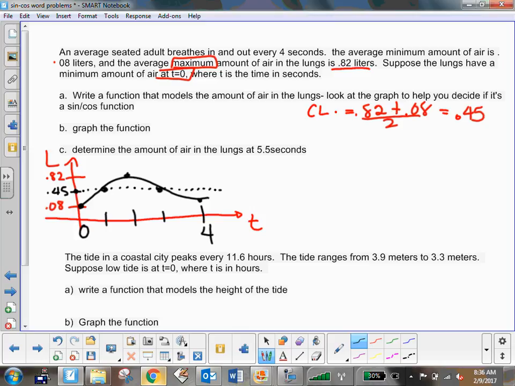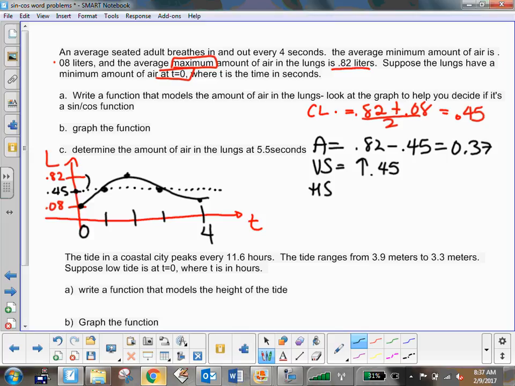Now let's fill in all the blanks. So we know that our amplitude is going to be the difference between 0.82 and 0.45. Would you agree? Because isn't my amplitude this amount, the amount above and below my center line, yeah? So what is my amplitude? Okay. All right, now we need to figure out our vertical shift. What's our vertical shift? Am I raising my center line up or down? Up, 0.45, yes?